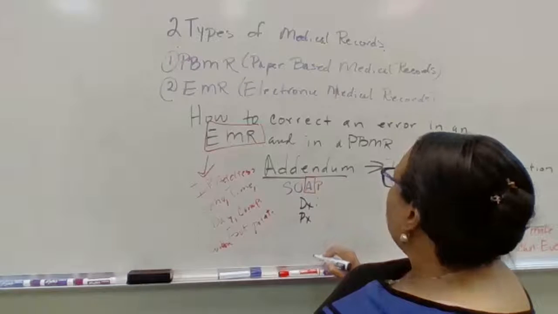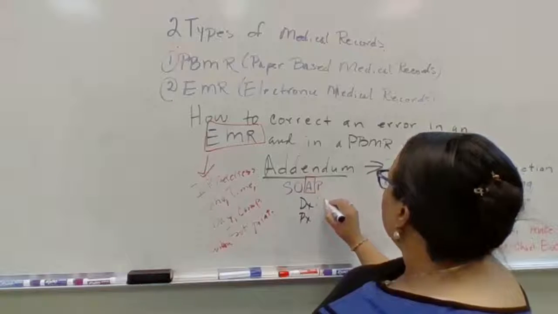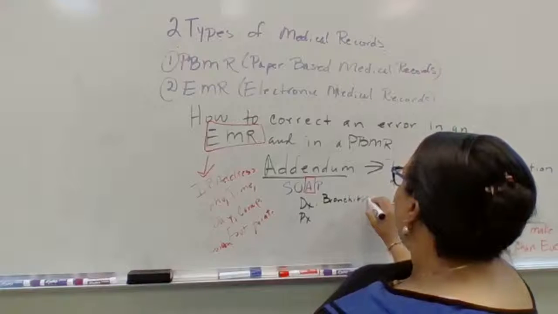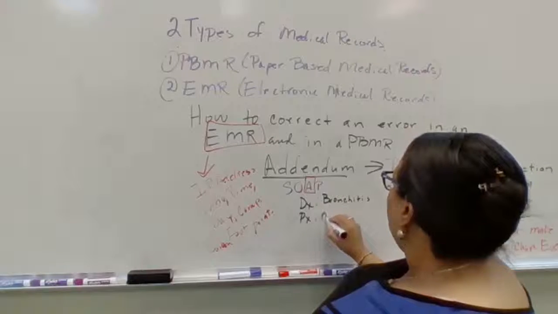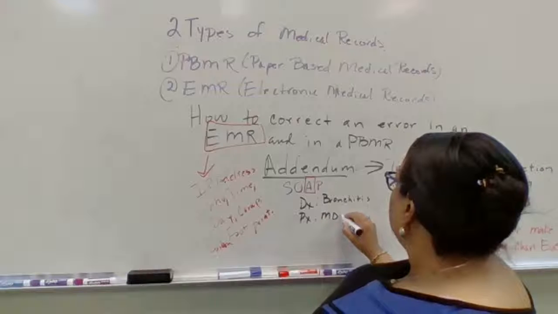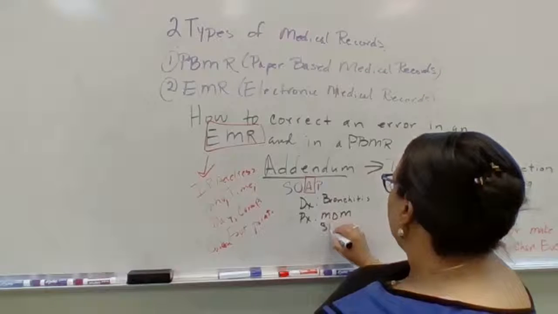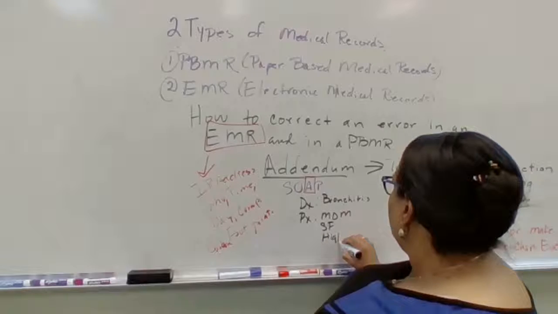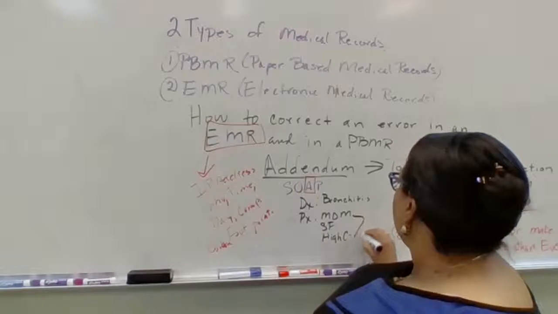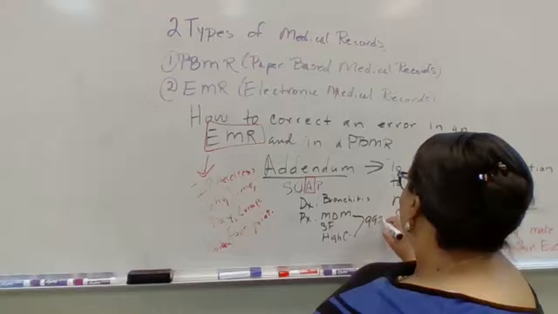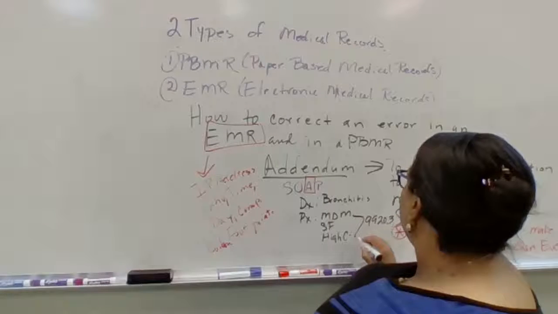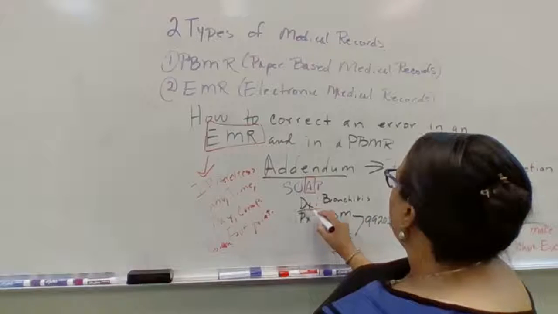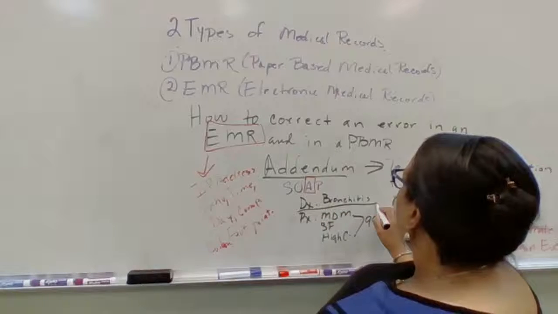Okay. So let's suppose that the doctor wrote bronchitis. The patient had bronchitis, medical decision making, straightforward, high complexity. Okay, so we're going to say with these variables, this is a 99203. He spent a good amount of time with this patient. And the diagnosis is bronchitis.